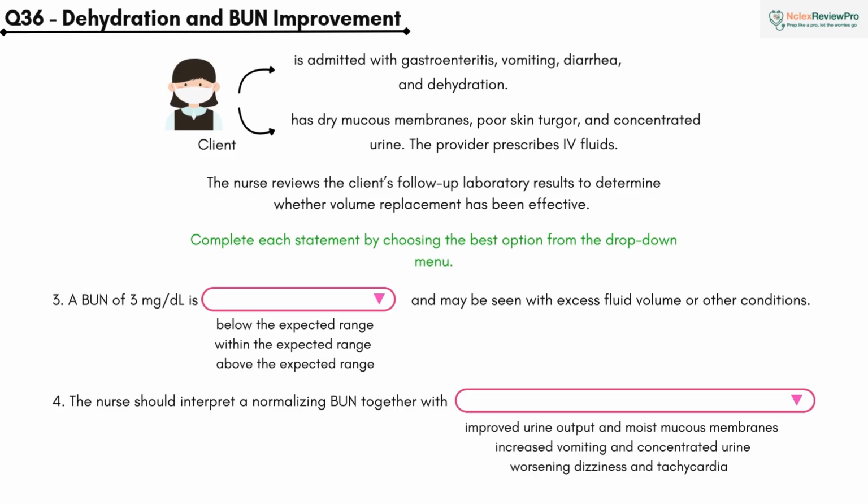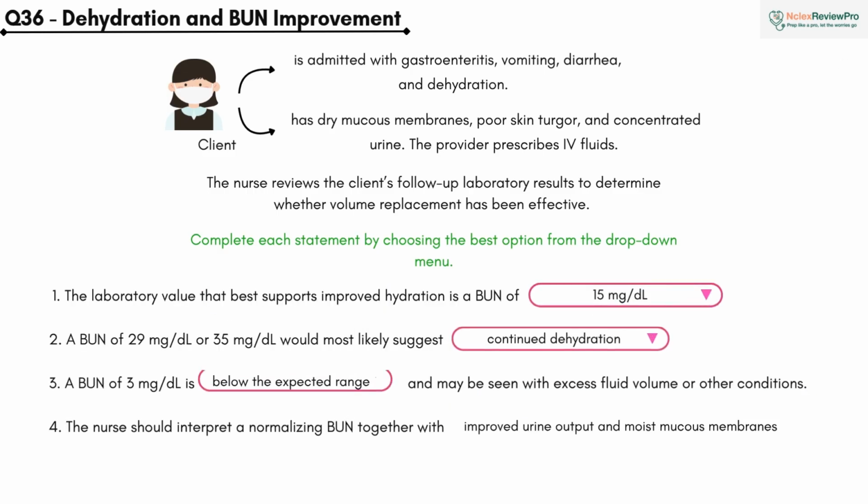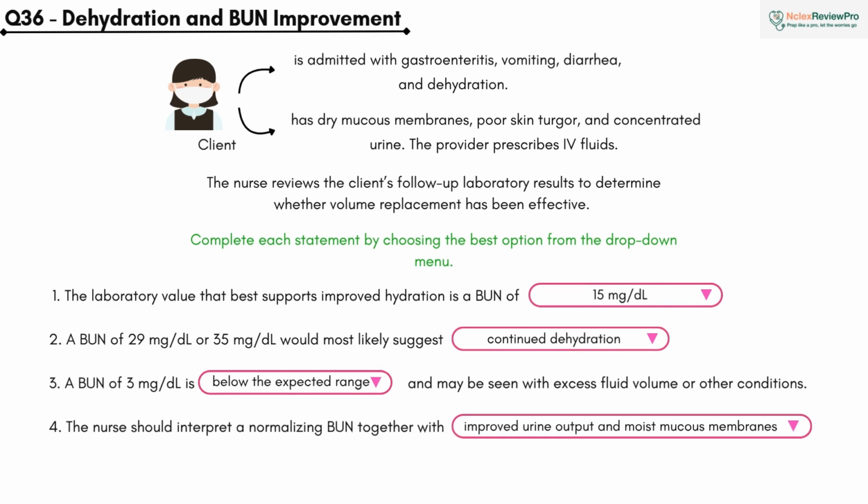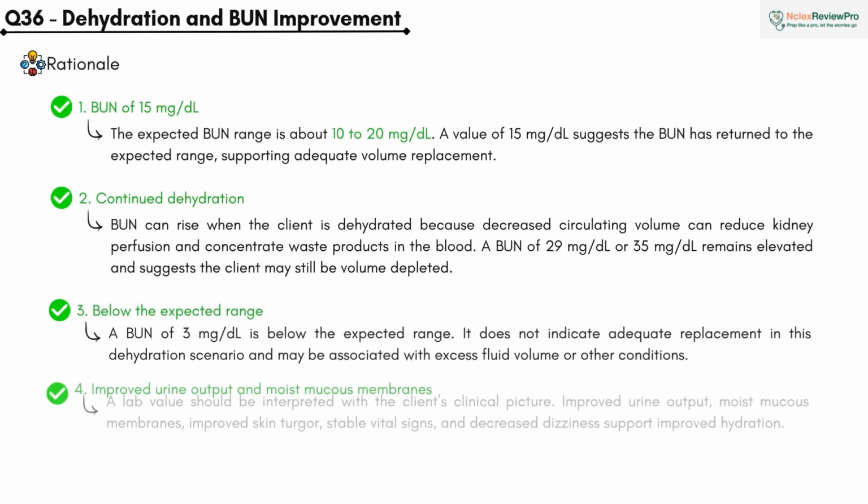The correct answers are, for statement 1, 15 milligrams per deciliter. For statement 2, continued dehydration. For statement 3, below the expected range. And for statement 4, improved urine output and moist mucous membranes. All right, let's look at the rationale.